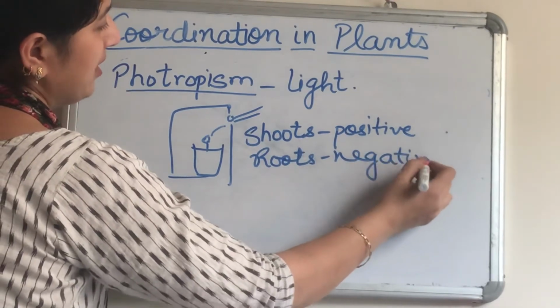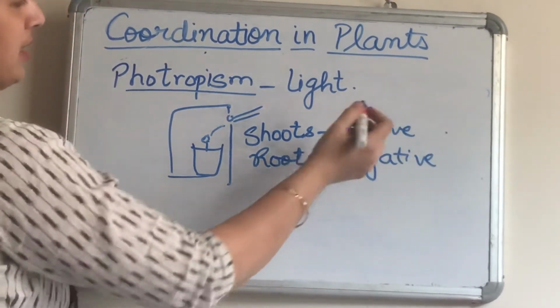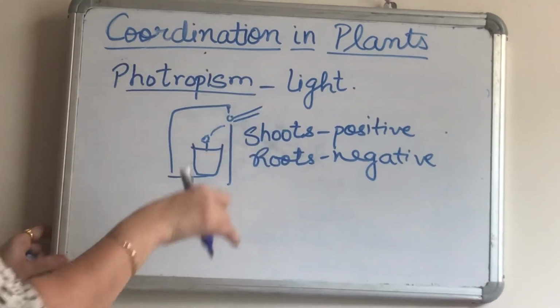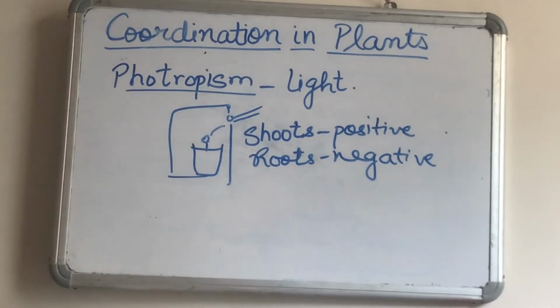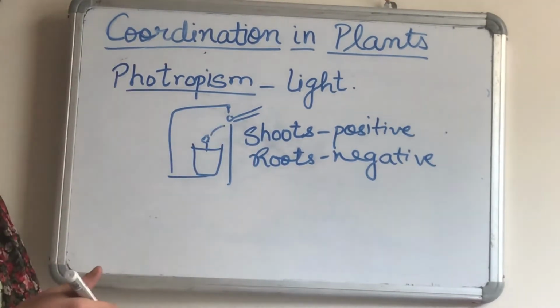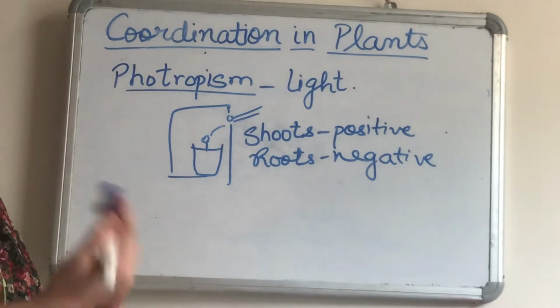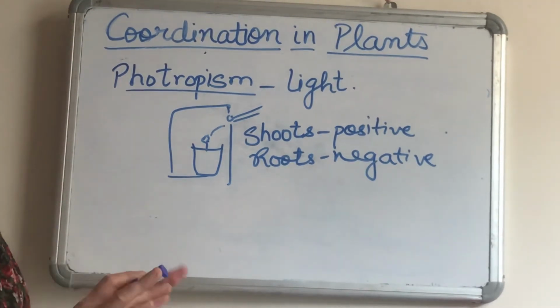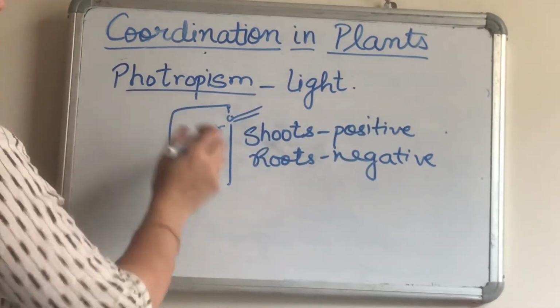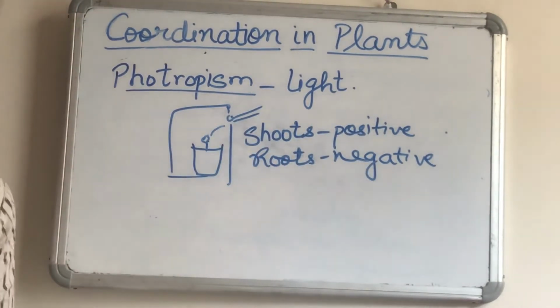Now shoots or the upper parts of the plant are positively phototropic and roots are negatively phototropic. Now what do I mean by these two words, positive and negative? That shoots will go toward the light, whereas the roots will go away from the light, means toward the ground. Exceptions are there, like the aerial roots of mangroves which come out of the surface in the swampy area, that is an exception. But otherwise mostly the shoots are positively phototropic and the roots are negatively phototropic.